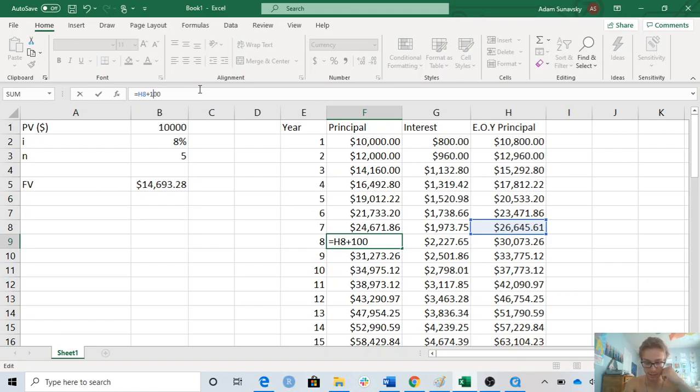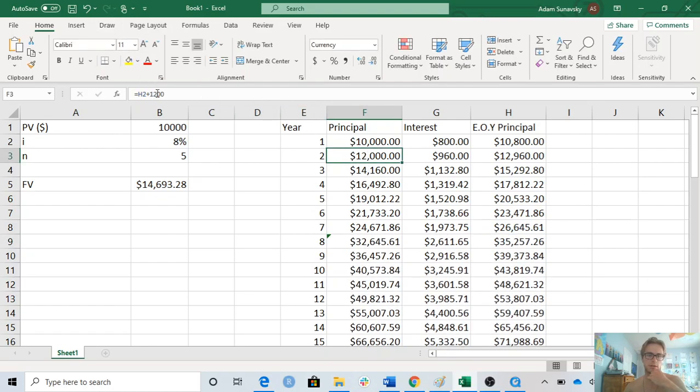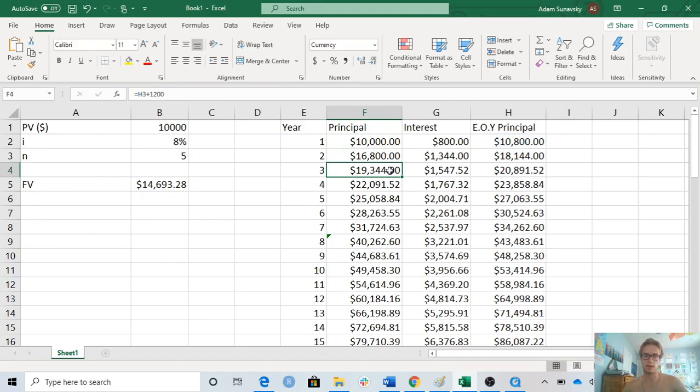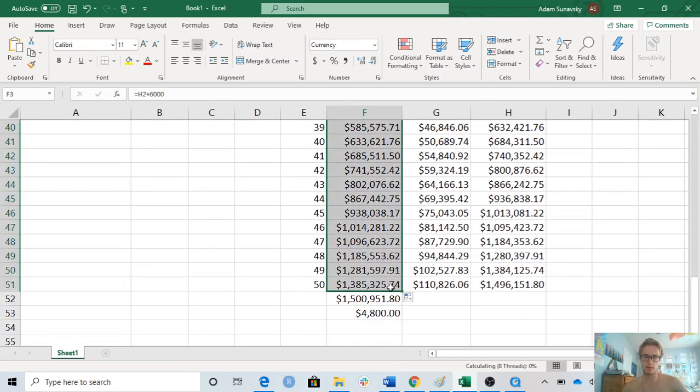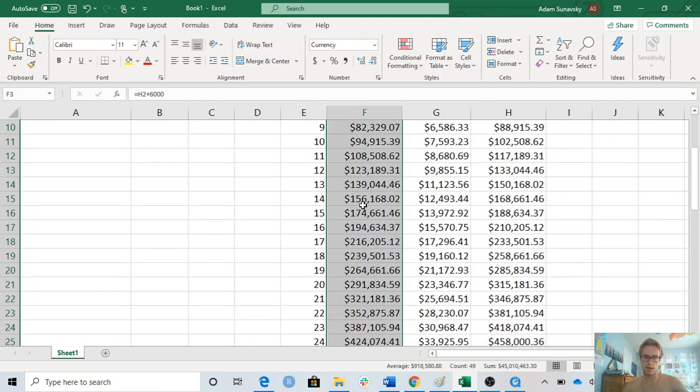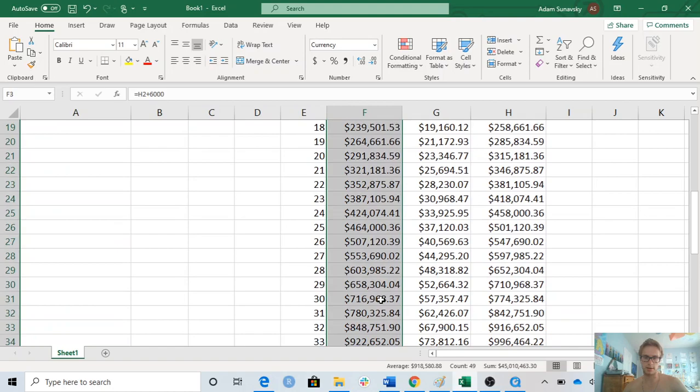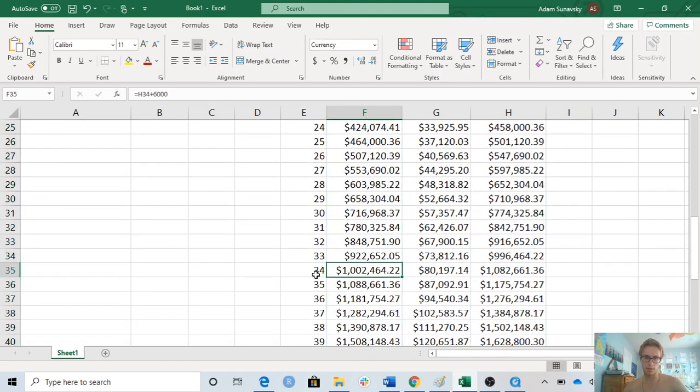So let's say we invest $500 a month. That will give us $6,000 per year that we invest. Oh, I have to change it to this cell. So $6,000 that we invest. And let's go all the way down. Okay, and we will become a millionaire in 34 years.